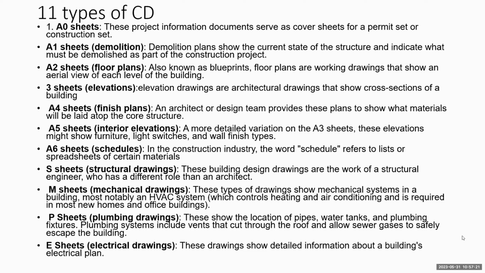A6: in the construction industry, the word structural refers to lists or specifics of certain materials. S sheets, structural drawings. These building design drawings are the work of a structural engineer, who has a different role than the architect. M sheets. These types of drawings show mechanical systems in a building, most notably an HVAC system, which controls heating and air conditioning and is a requirement in most new homes and office buildings.